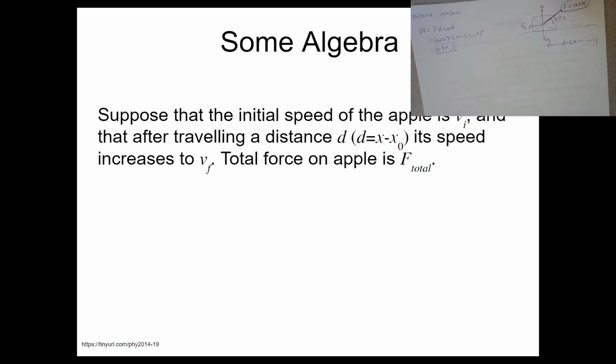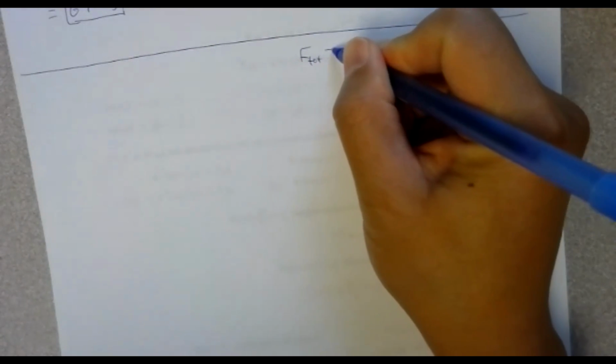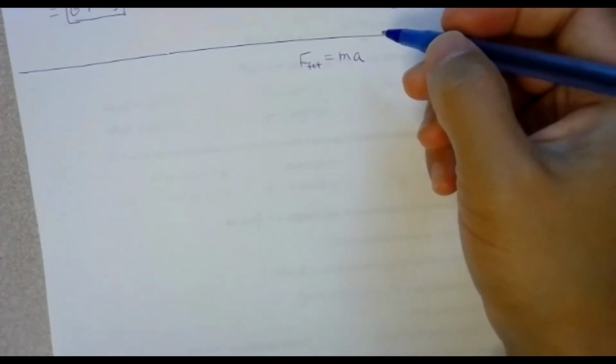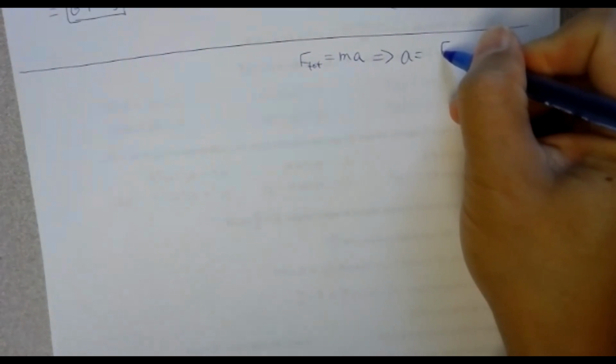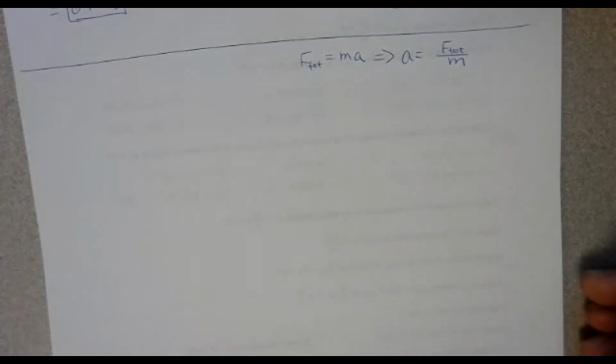Let's take a look at some algebra over here. To start with, we'll apply Newton's second law. Newton's second law says total force is equal to mass times acceleration. So we can rewrite that acceleration should be equal to total force divided by the mass. In this case, the apple is just moving in one direction, so it's one-dimensional motion. Assuming the total force is not changing, then you'll have constant acceleration.